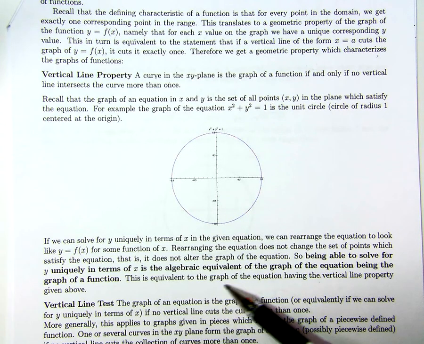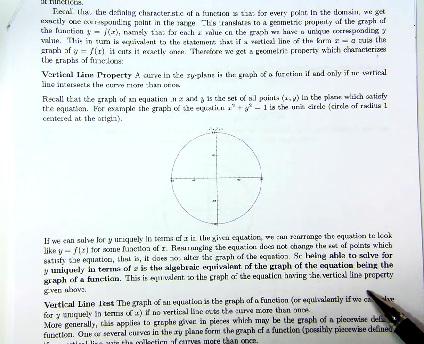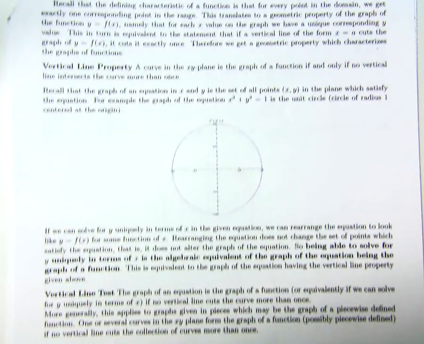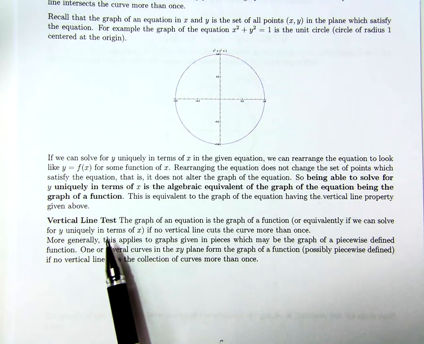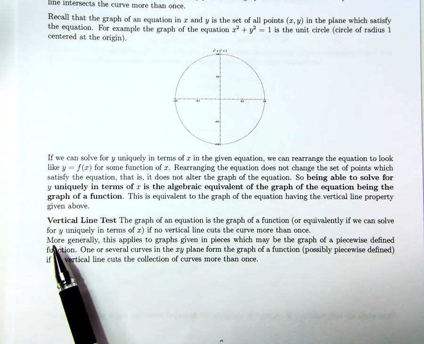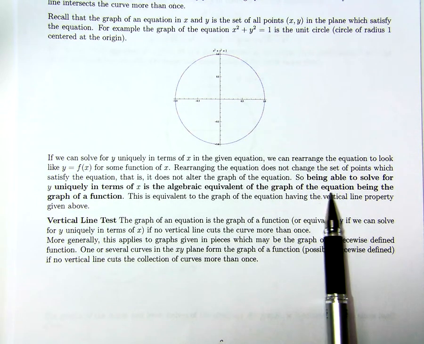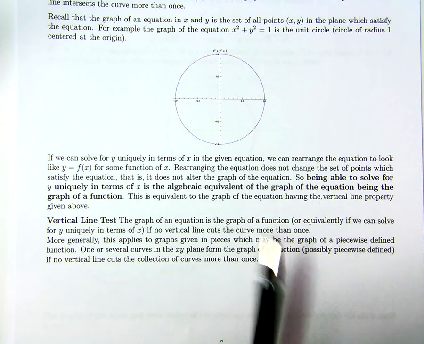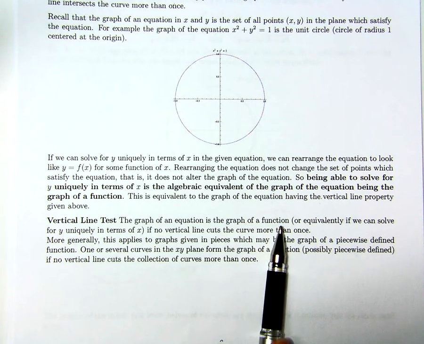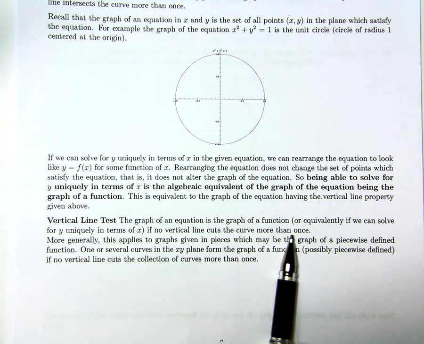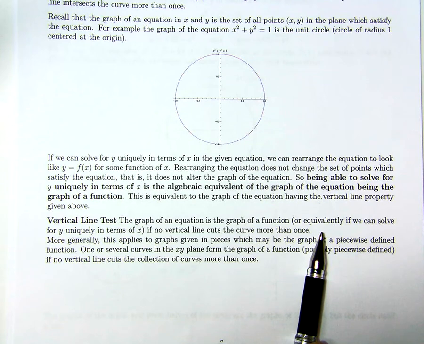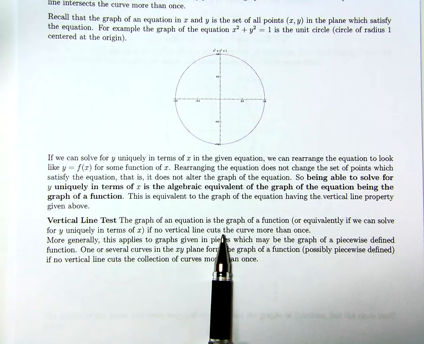And so of course this is equivalent to the graph of the equation having the vertical line property. So if you're given a graph and you want to figure out whether it's the graph of a function or not, you may not be able to find a formula for the function, but you can figure it out pretty easily with something called the vertical line test, which is based on this geometric property of the graphs of functions. The graph of an equation is the graph of a function if no vertical line cuts the curve more than once. A vertical line might not cut it at all, or it might cut it exactly once, but not cutting it at all is allowed. But if it cuts it more than once, twice or more, then it's not the graph of a function.